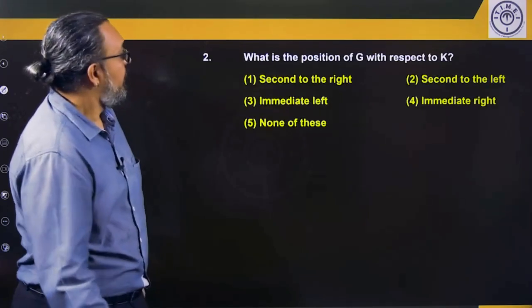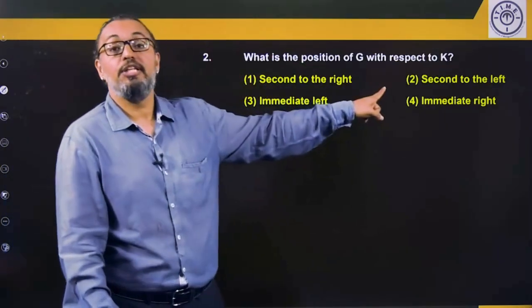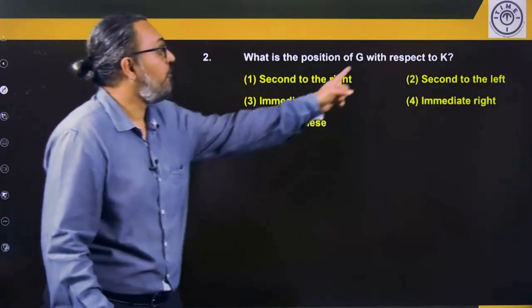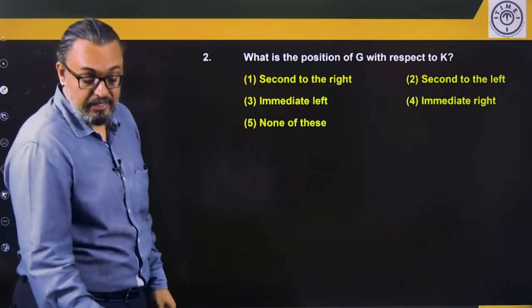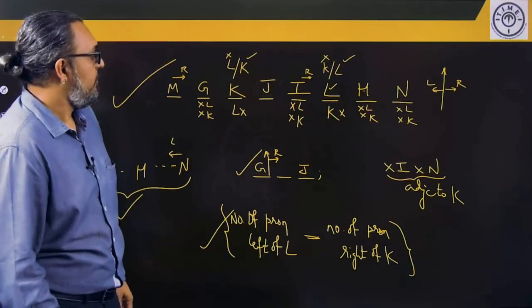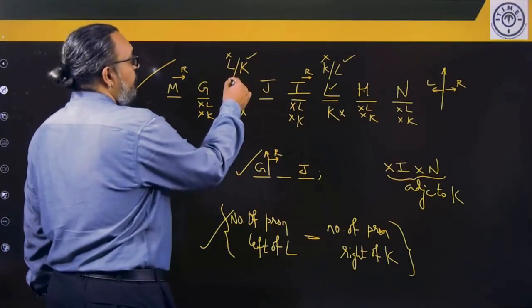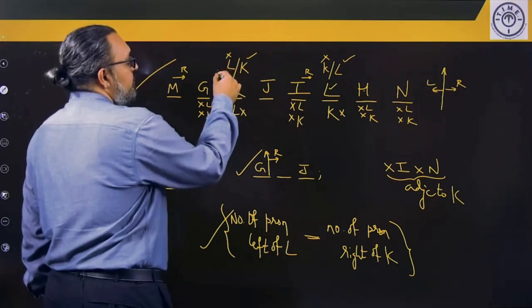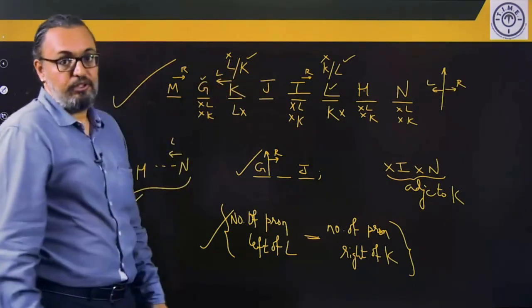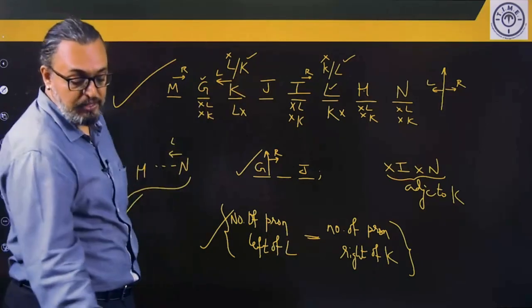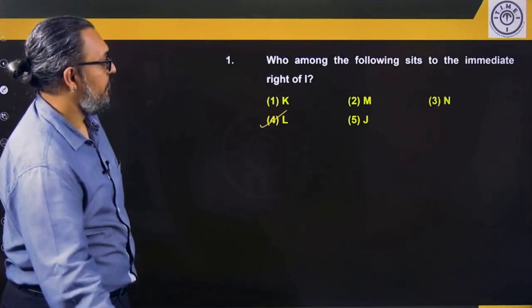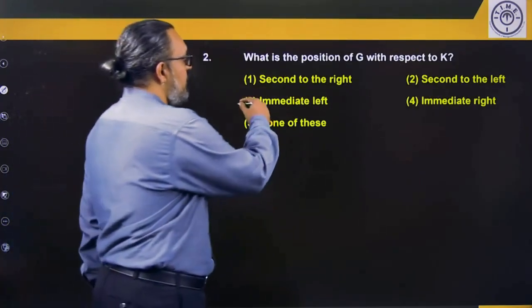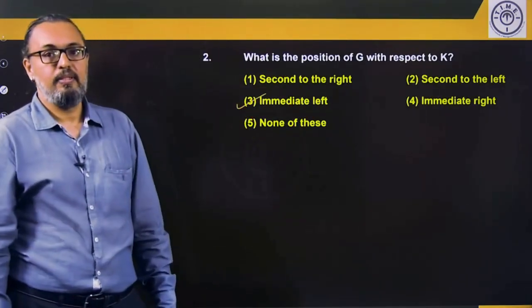Okay. Then, what is the position of G? So, I need to know the position of G with respect to K. So, from K, where is G? Let us check. So, from K, where is G? It is in the immediate left. What is the position of G with respect to K? It is immediate left. So, immediate left is available in the third option.